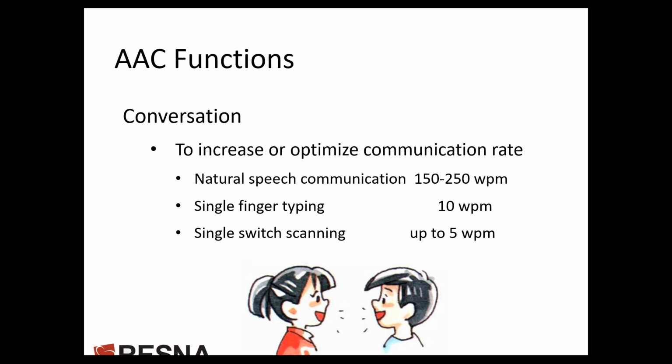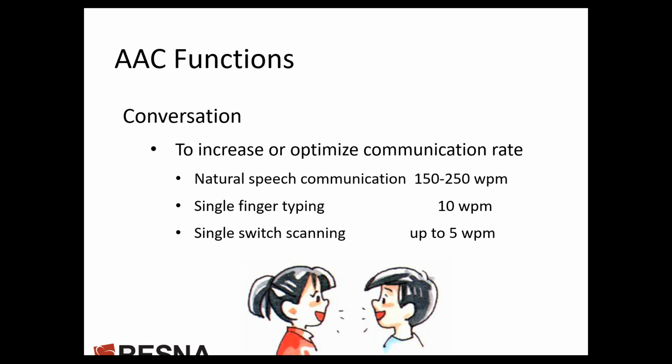So communication rate has a huge effect on AAC. If we think about natural speech and our natural speech rate, we're looking at 150 to 250 words per minute. So for people not able to use their speech and having to rely on symbol systems and input devices to communicate, their rate is going to be so much slower.